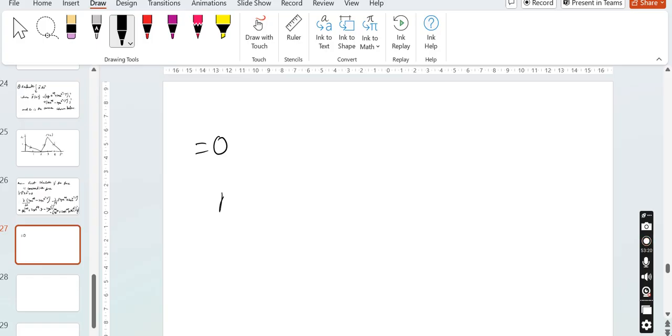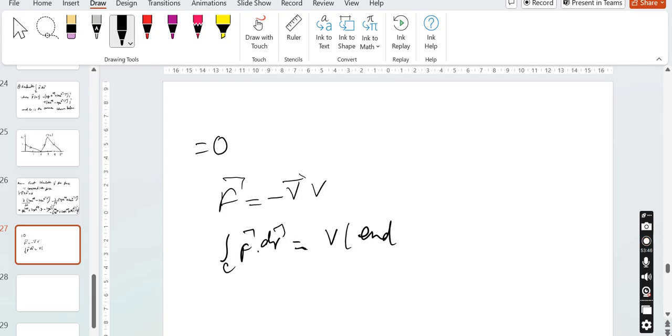The conservative force. If this is a conservative force, it is del V something. So basically F dot dr will be V end point minus V start point. Now, like the previous problem, we'll obtain V.